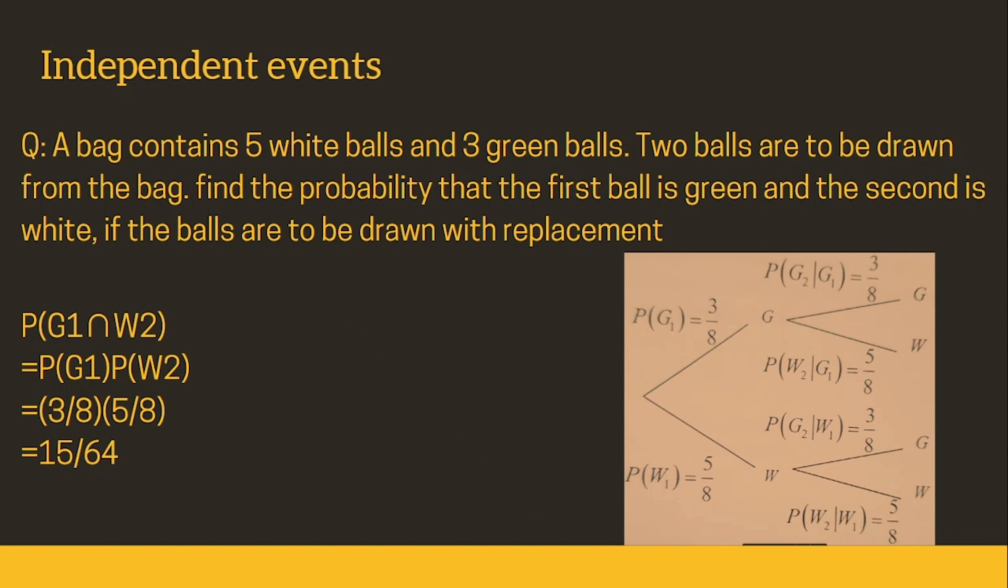So as we look here, we want to find the probability that we get a green ball first and then a white ball second. So in this case, we just find the probability that we get a green ball first and the probability that we get a white ball second. So we follow that path. It will just be 3 over 8 times 5 over 8. So since there's replacement, we don't need to take a minus 1 at the denominator. So 3 over 8 times 5 over 8 is 15 over 64.